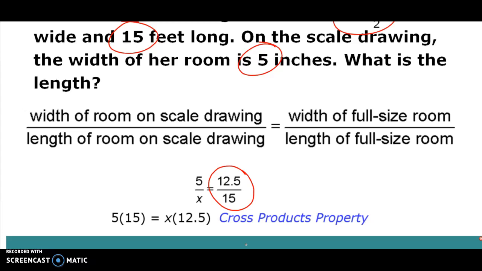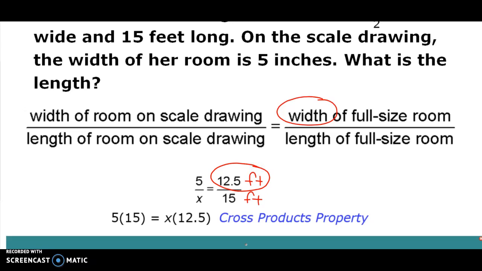And what units are both of those in? Feet. Go ahead and attach feet onto there. It's 12.5 feet by 15 feet. Now, the way you line this up, it has to go together. So if the width of the room is on the top of the right side, the width of the model has to be on the top of the left side. It has to line up.